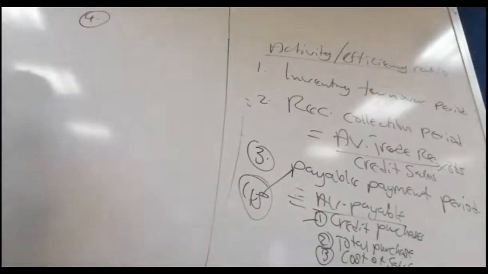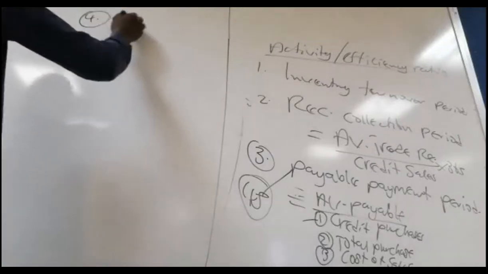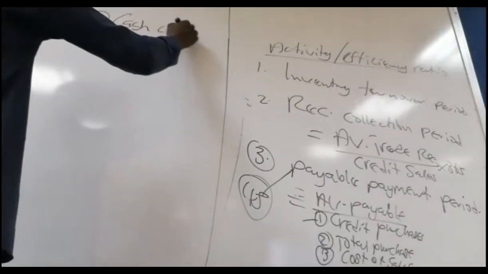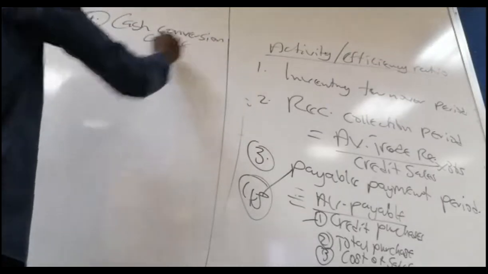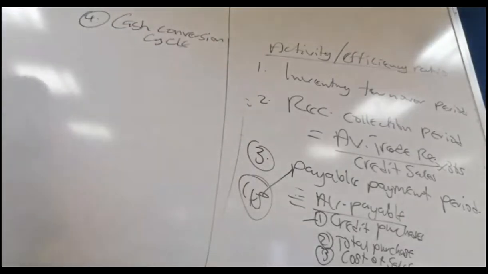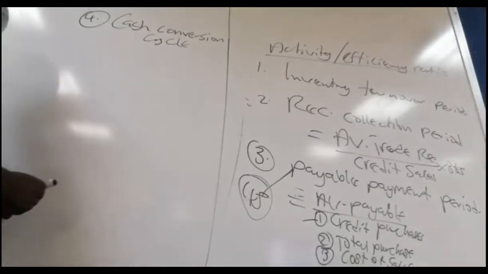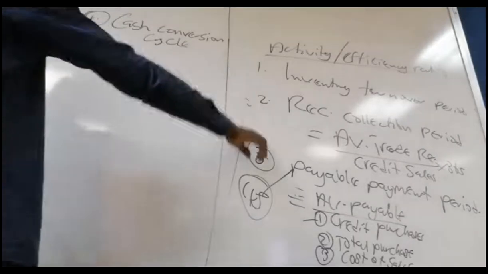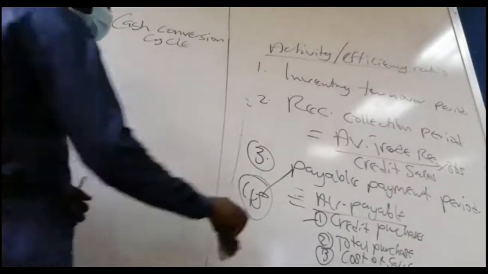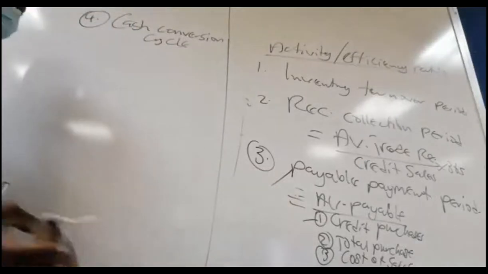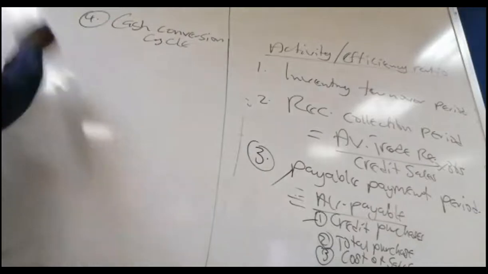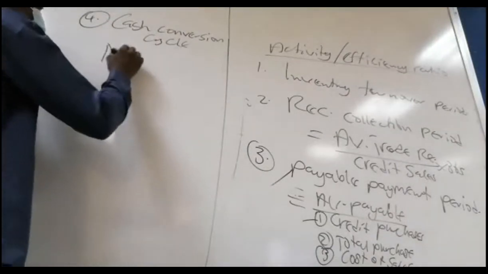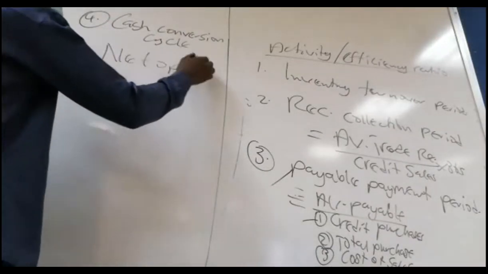Number 4, we call it CCC, Cash Conversion Cycle. Cash Conversion Cycle, that's number 4. It's also under activity ratio. This one is number 3 and number 4. Cash Conversion Cycle, we also call it net operating cycle.